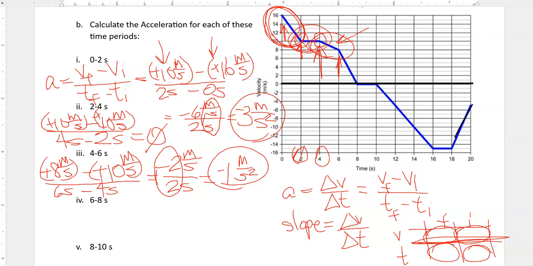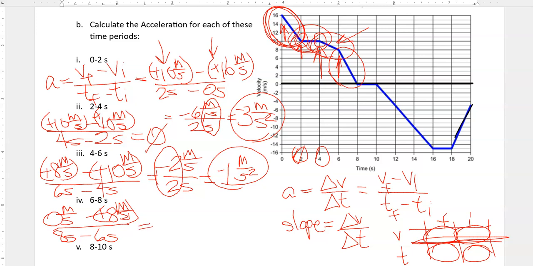If we look at 6 to 8 seconds, we see a large change, so we expect a large negative number here. We plug in our 8 seconds minus our 6 seconds in our denominator. At 8 seconds, we see the velocity is 0 meters per second, and we're subtracting from it the velocity at 6 seconds, which we already know is positive 8 meters per second.